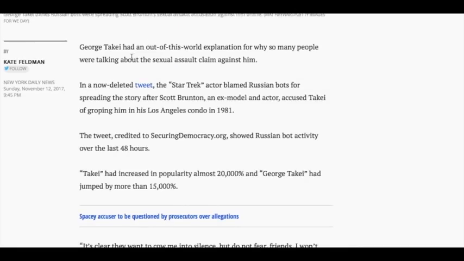George Takei had an out-of-this-world explanation for why he was being accused of sexual assault. Russian bots spread the story. And, I mean, come on. It just reaches the level of beyond. What do you even say to this stuff?